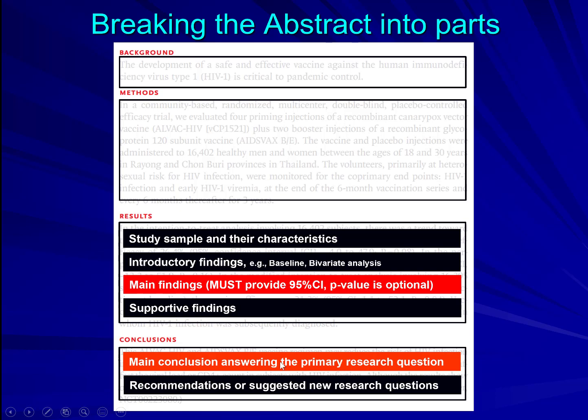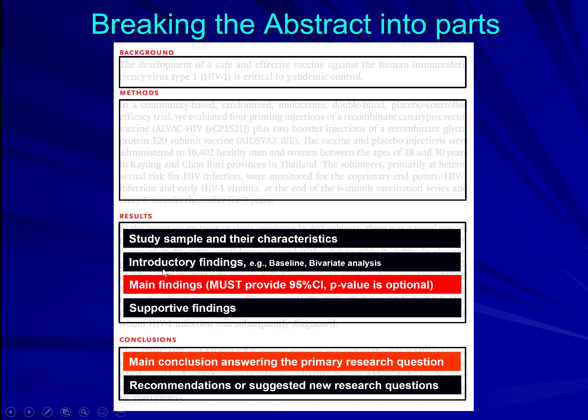In the results section, there are 4 main parts. First is about the study sample, from a total of n, whatever n, the sample size. On average, how old they are, their characteristics, so that the readers will know how the sample looks. Can they apply the findings to their own population, for example? So it really needs this.